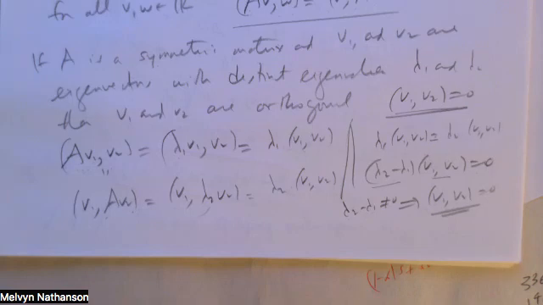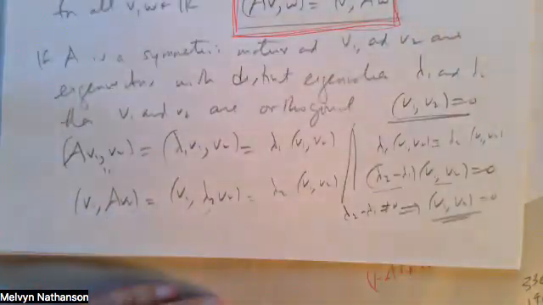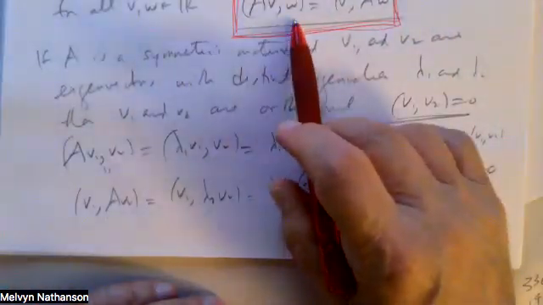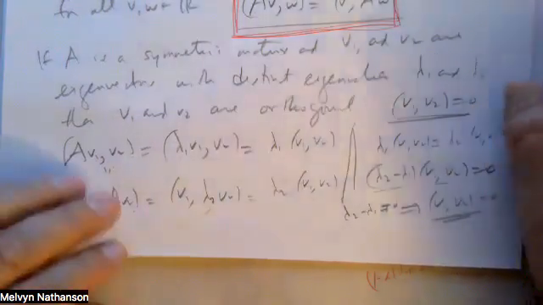And why is it the case? This is the fact that I use: if A is symmetric, the inner product of Av with w is the inner product of v with Aw. So let me prove that. It's something nice to know. So I'll prove a more general result.